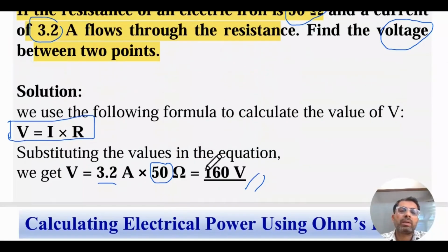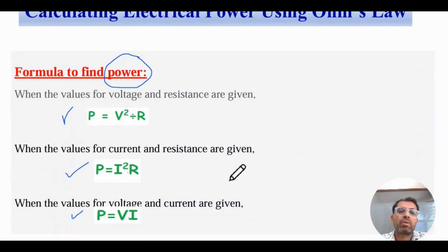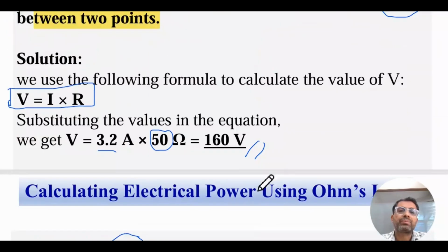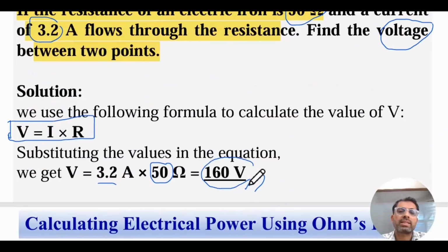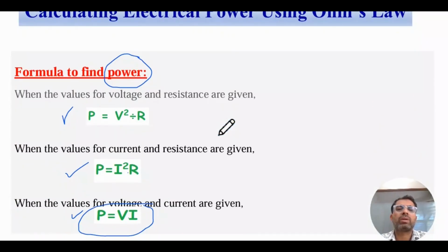Now in this particular case, if the question is like that, this is homework for you, very simple. Calculate the power. So how to calculate the power? If you use this formula, that is V into I, so what is the value of V? That is 160 volt. And what is the value of I? That is 3.2. So 3.2 into 160, whatever answer you get, this is the power of this entire problem, right? So simple, you can calculate the power with the help of any one of the formulas. You will get the same answer by all of them.